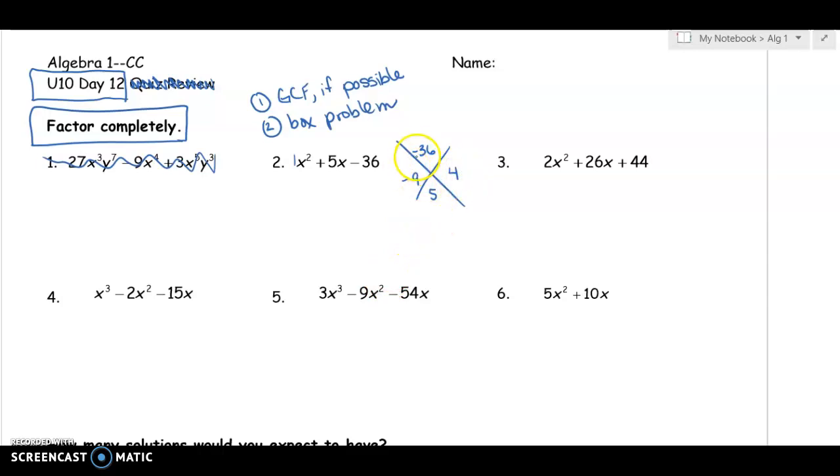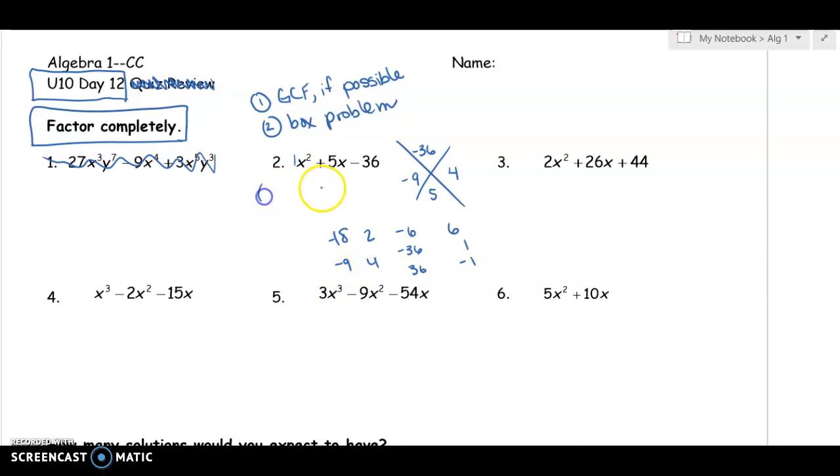If you don't know what it is, try all the numbers that multiply to be negative 36, like negative 6 and 6, negative 36 and 1, 36 and negative 1, and just try all different kinds of possibilities until you get to the correct one. Use your calculator if you don't know all the numbers that go into 36 or whatever the number happens to be. But we've got negative 9 and 4.